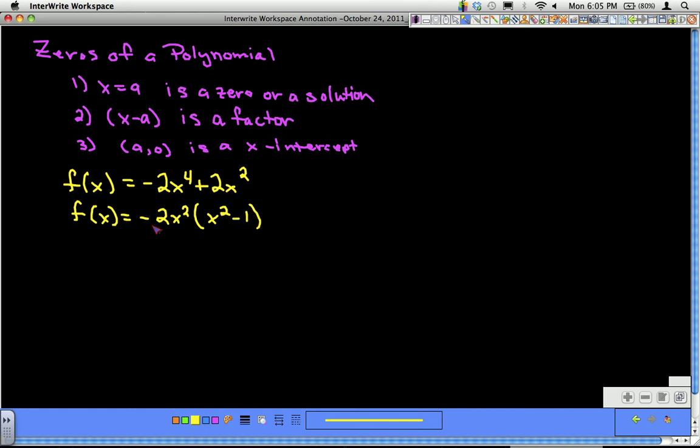Now, since this is a monomial, one term, I can leave this one. But this one, x squared minus 1, it's one of our special factors that we can simplify another step. So in this case, we get negative 2x squared, and this is going to turn into x plus 1 and x minus 1. So now it's completely factored. So if I want to find the zeros, I'm actually taking my whole function and turning it equal to 0. So this is what I'm finding.